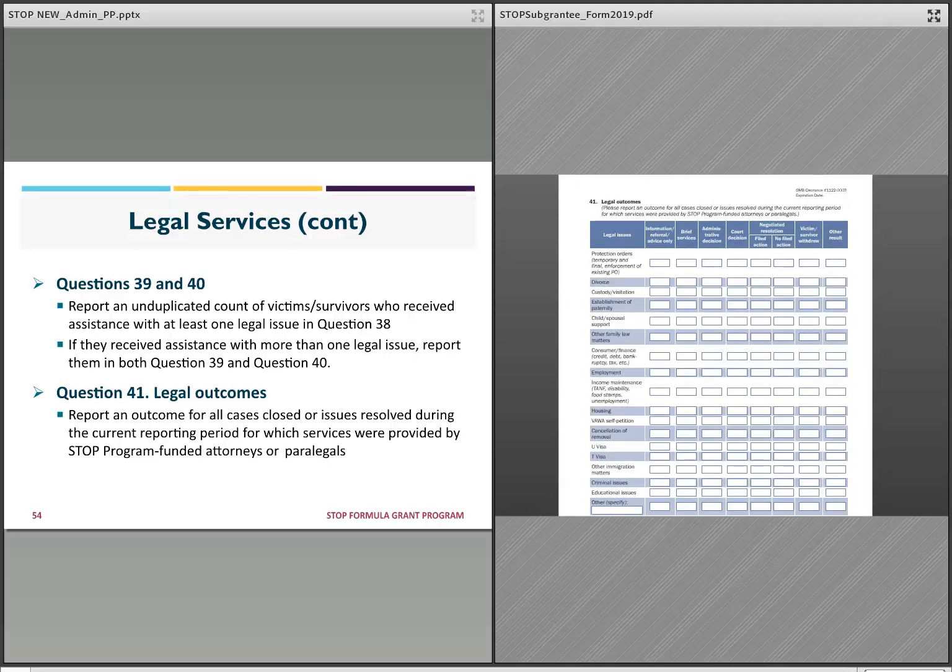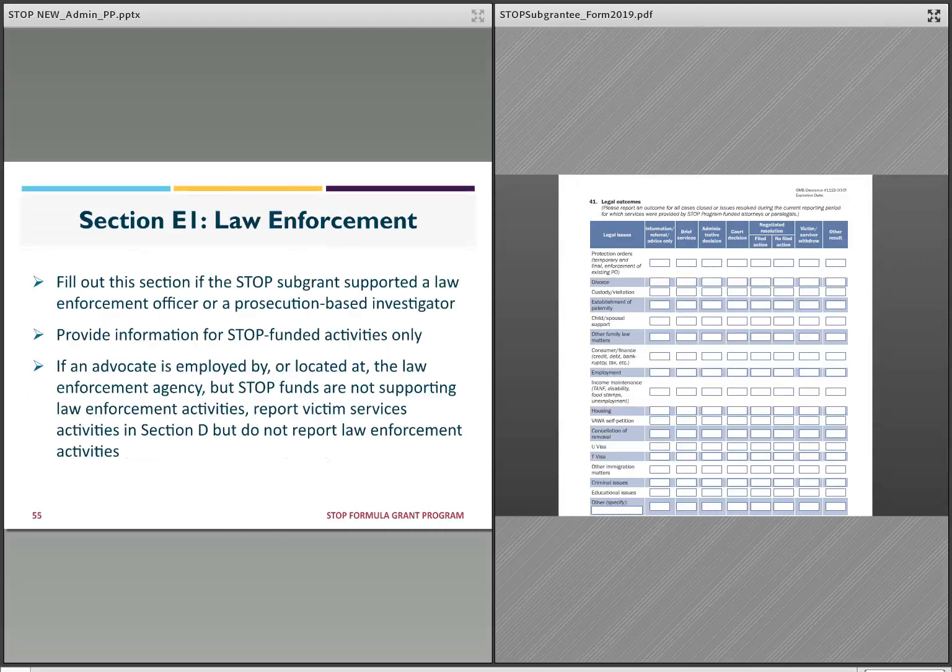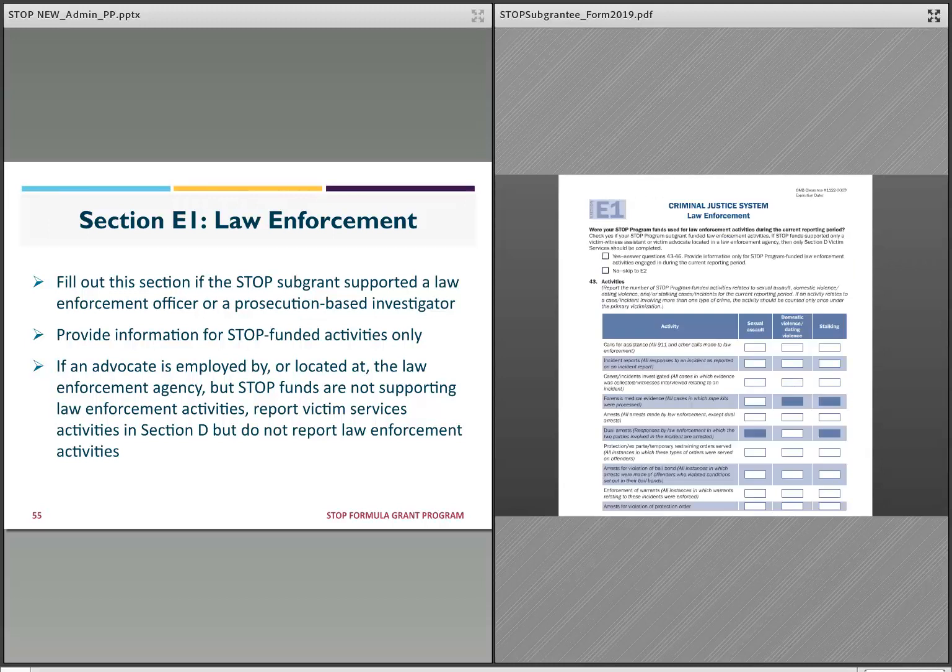In question 41, legal outcomes, report an outcome for all cases closed or all issues resolved during the current reporting period for which services were provided by STOP program-funded attorneys or paralegals. The next section on the form, E1, law enforcement, should only be filled out if the STOP subgrant supported a law enforcement officer or a prosecution-based investigator.